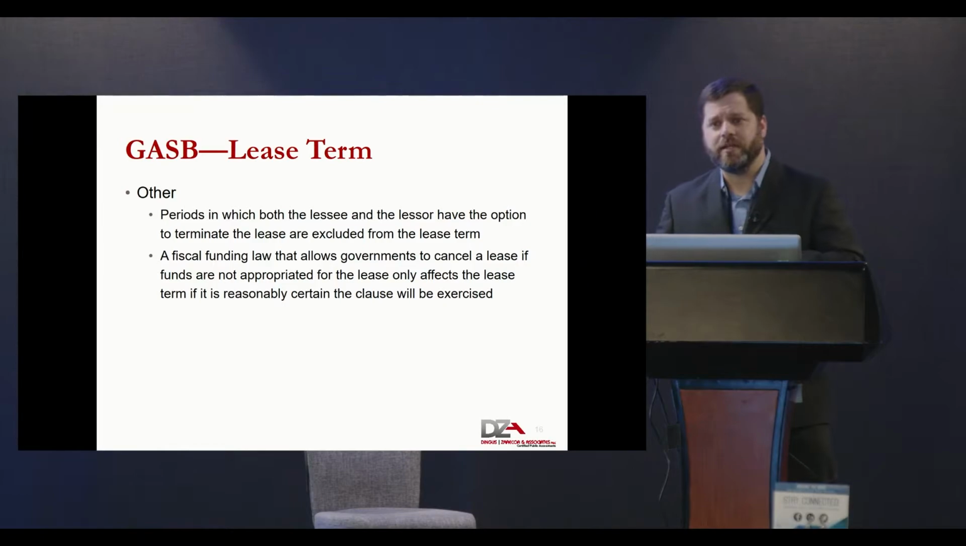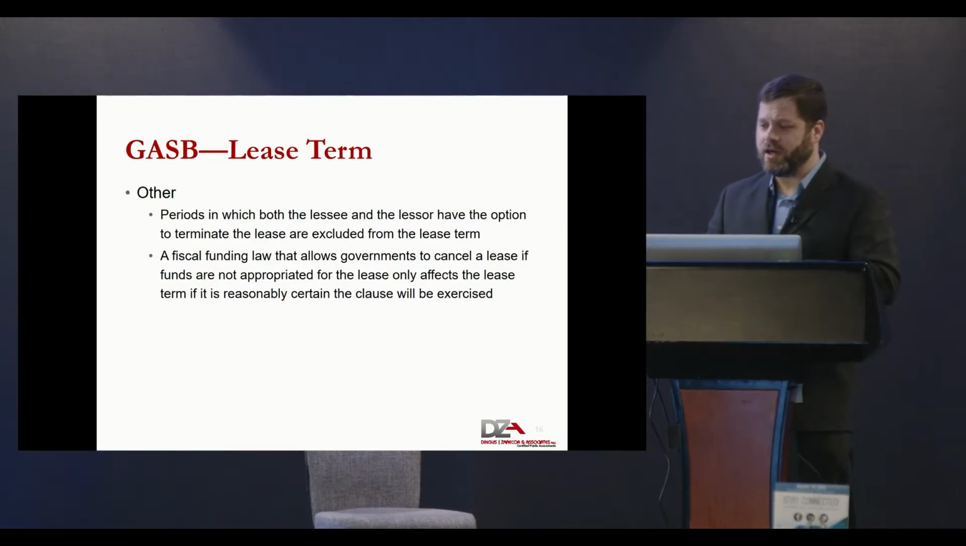Under FASB, it explains it as the contract enforceability. Basically, it defines a lease contract as having to be enforceable, and it says if both parties can terminate the contract without the approval of the other party, you don't have an enforceable contract.